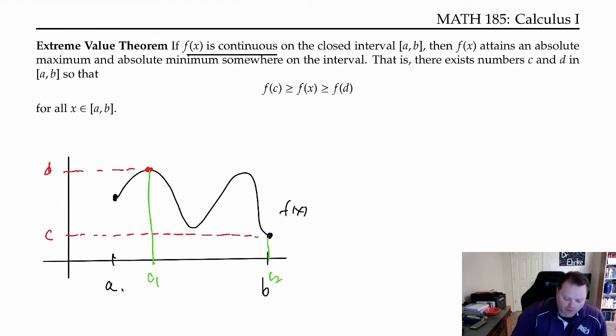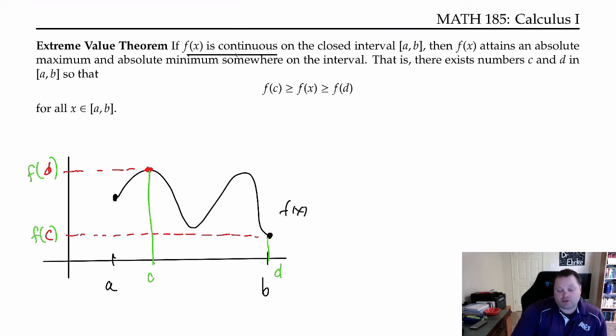This is C, for the purposes of the theorem, this is C and this is D, so this would be f of C and f of D, right? So these are the y values, and the x points that correspond to them, C and D, must lie somewhere on the interval from A to B. This is only true if the function is continuous.